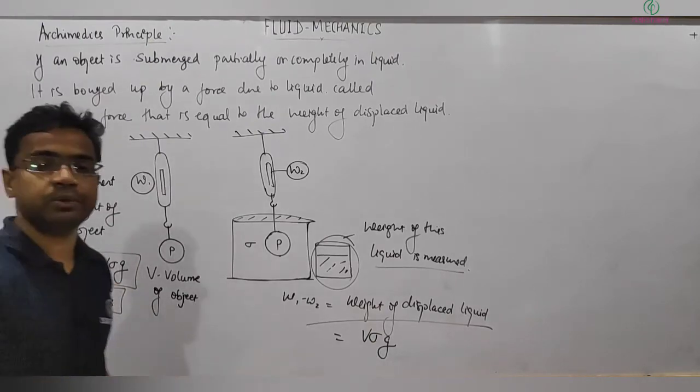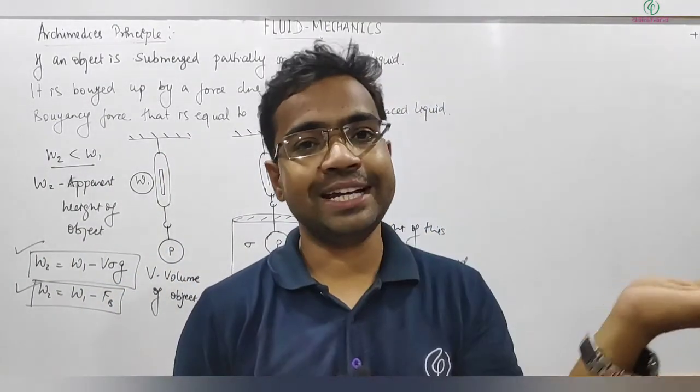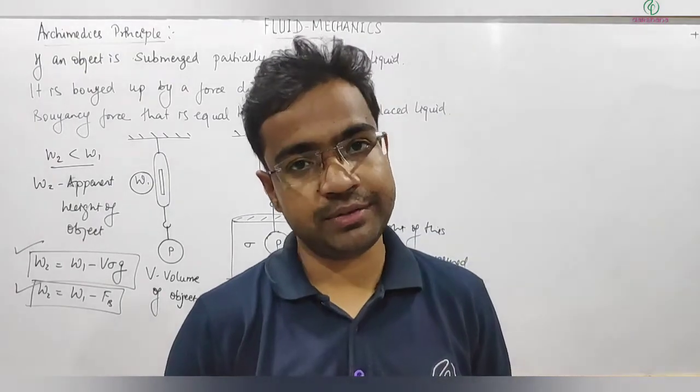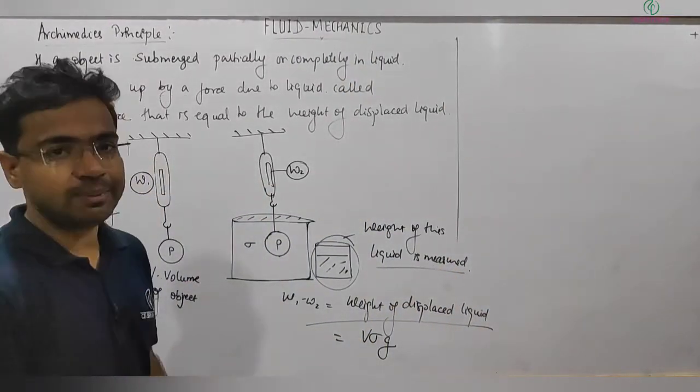Sometimes you are asked to calculate the apparent weight. Apparent weight means true weight minus buoyancy force will be the apparent weight of the body. So this principle is called Archimedes principle.